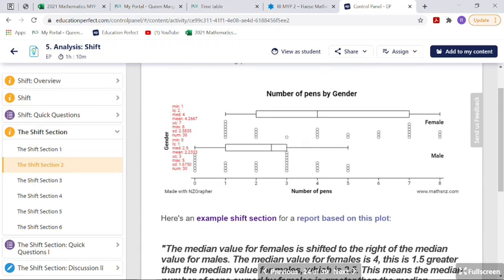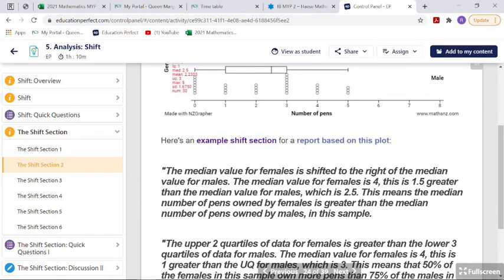So here we go. Looking at these. Here's the median here. Here's the median there. Definite shift, isn't there? This one, the female is much bigger than the male. The median value for females is shifted to the right of the median value for males. If you don't have this paragraph, you do not have an inference paper, by the way.